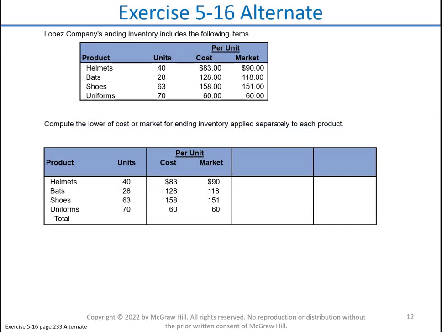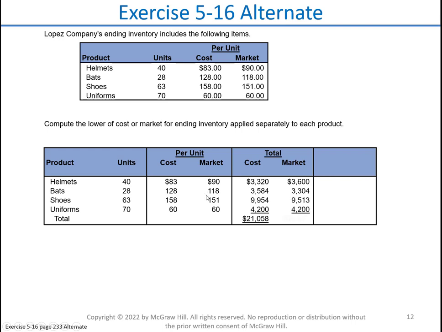The last exercise is 15-16, which is on computing the lower of cost or market. So here we're selling helmets, bats, shoes, and uniforms, and we've listed them here. This is our cost, and we've listed that here, and the market per unit. So the first thing we're going to do is go ahead and multiply to get the totals. 40 units times 83, 28 times 128. These are the amounts that are going in the cost. And then under market, we'll take 40 at 90, and then 28 at 118.